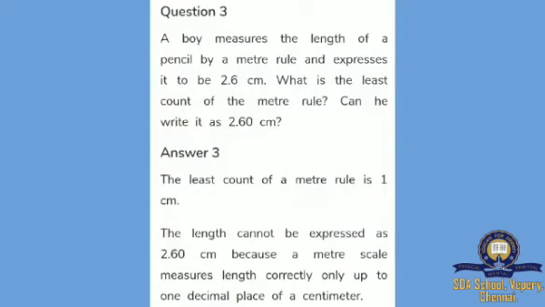Now let us see the third question. A boy measures the length of a pencil by a meter rule and expresses it to be 2.6 centimeter. What is the least count of the meter rule? Can he write it as 2.60 centimeter? The least count of the meter rule is 1 centimeter. The length cannot be expressed as 2.60 centimeter because a meter scale measures length correctly only up to 1 decimal place of a centimeter.